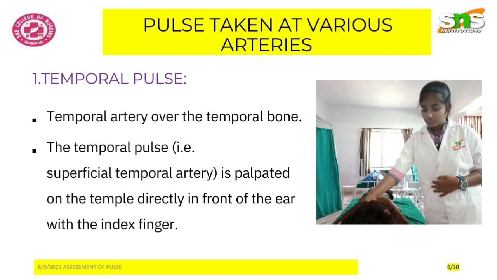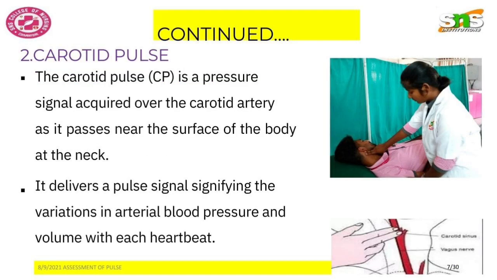Temporal pulse. Temporal artery over the temporal bone. The temporal pulse is palpated on the temple directly in front of the ear with the index finger. Carotid pulse. The carotid pulse is a pressure signal acquired over the carotid artery as it passes near the surface of the body at the neck. It delivers a pulse signal signifying the variation in arterial blood pressure and volume with each heartbeat.